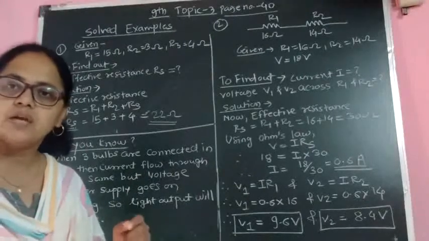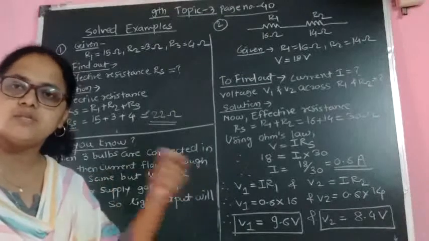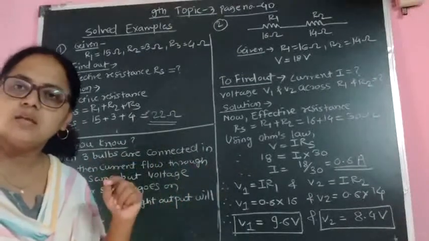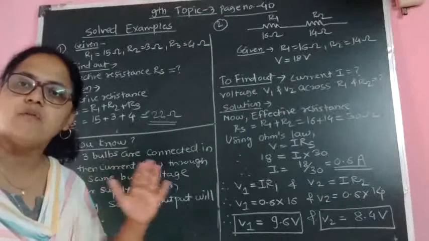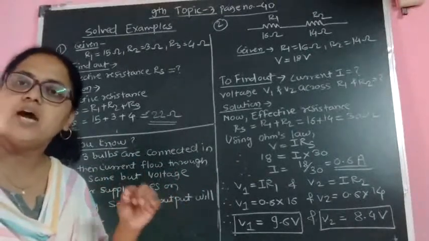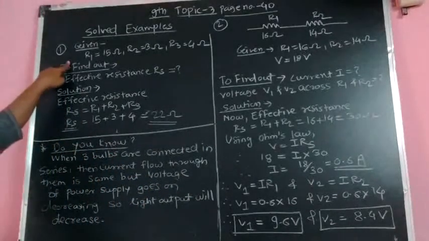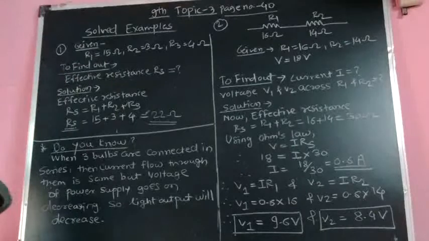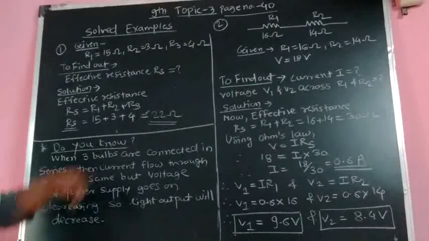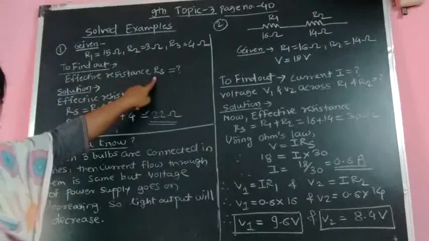You know that when three resistances, four resistances, five resistances are connected in series one after another, then the effective resistance is the sum of all resistances. So add all resistances when the arrangement is series. So you can see here the given quantities. First write down the given quantities. R1 is 15 ohm, R2 is 3 ohm, R3 is 4 ohm. Find out the effective resistance RS.